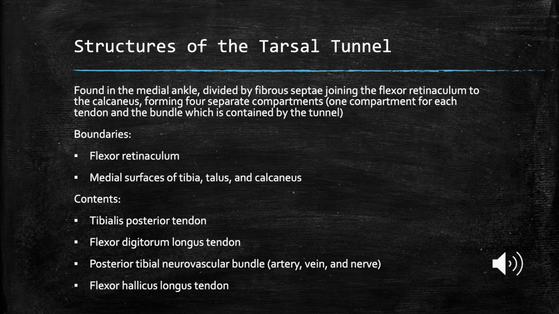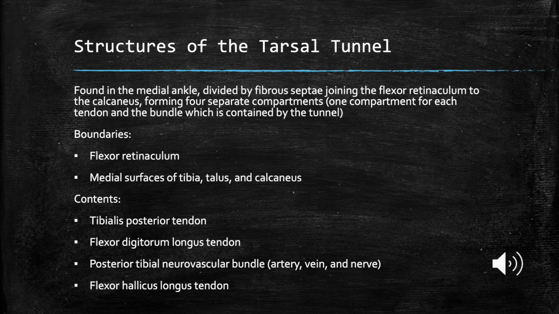So the tarsal tunnel is found in the medial ankle. It is divided by fibrous septae, which join the flexor retinaculum to the calcaneus, and they form 4 separate compartments. There's one compartment for each of the tendons that are included in this tunnel, and also for the bundle, which is contained by the tunnel.